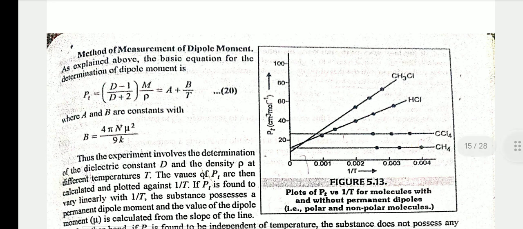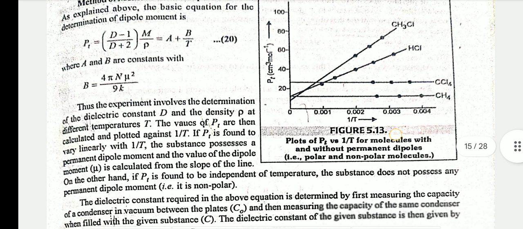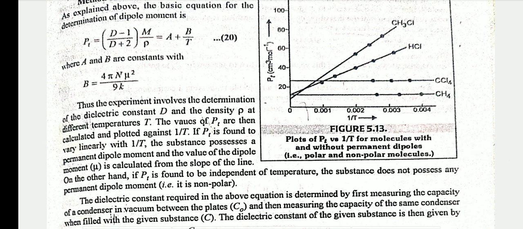The basic equation for the determination of dipole moment is Pt = (D − 1)/(D + 2) × M/ρ = A + B/T, where A and B are constants with B = 4πNμ²/9k. Thus, the experiment involved the determination of dielectric constant D and the density ρ at different temperature T. The values of Pt are then calculated and plotted against 1/T.